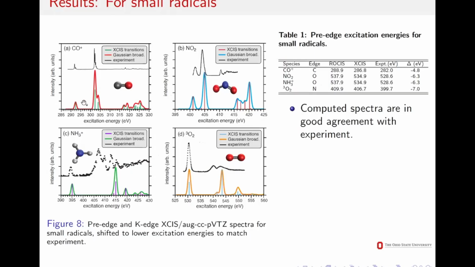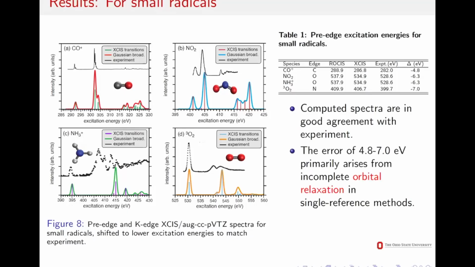You can see here in the spectra, these are my XCIS results, and these above are my experimental results. So you can see the computed spectra are in good agreement with the experiment. But if you look carefully at NH3, this is the pre-KH feature, and this is the main KH feature. The gap between the pre-KH and main KH features in XCIS is pretty large, and this is due to the incomplete orbital relaxation effect in single reference methods.